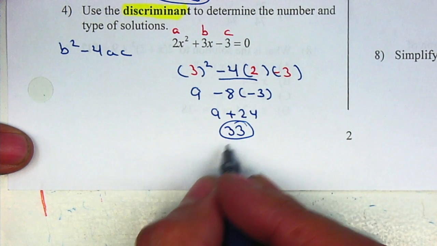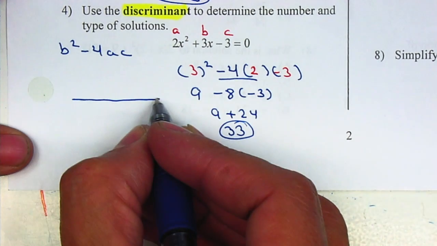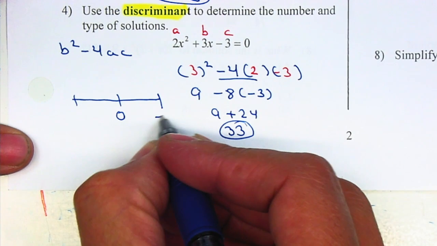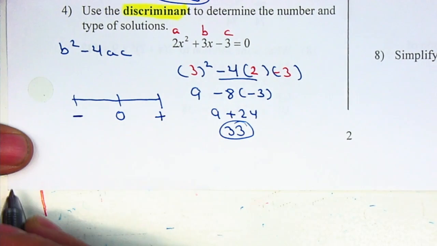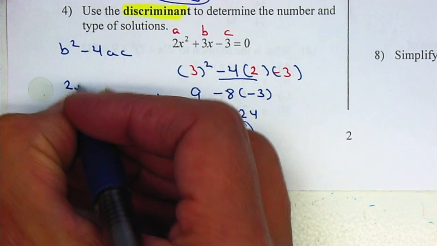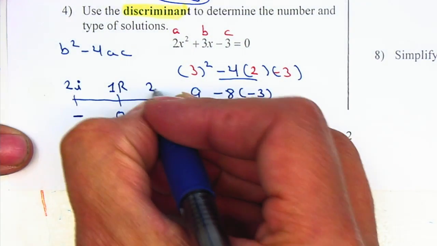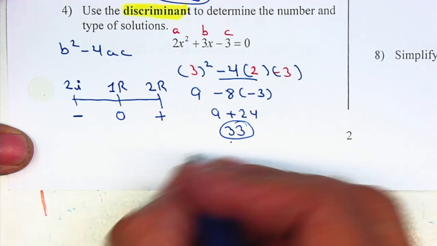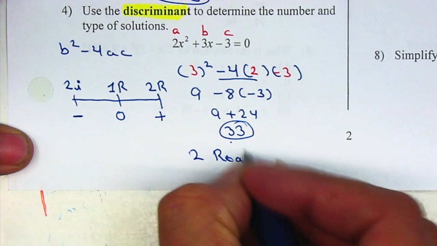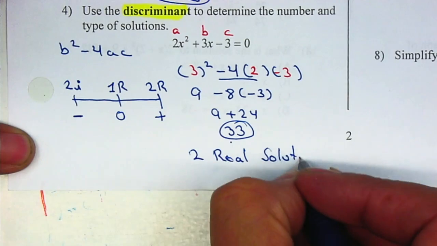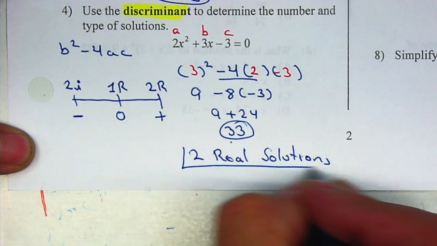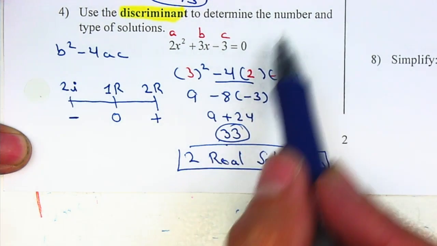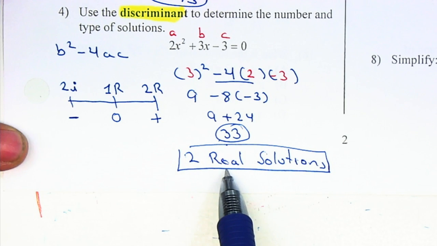That's the discriminant. Remember how we are memorizing our discriminant. This is 0, positive numbers are to the right, negative numbers are to the left: 2 imaginary, 1 real, 2 real. Since it's positive, we have 2 real solutions. So we found the discriminant to be 33. We found the number of solutions, we have 2. And the type of solutions are real.